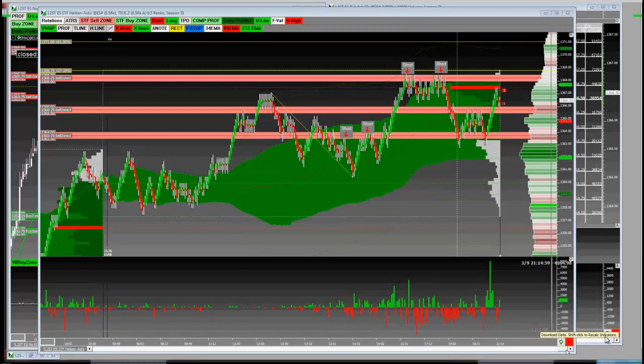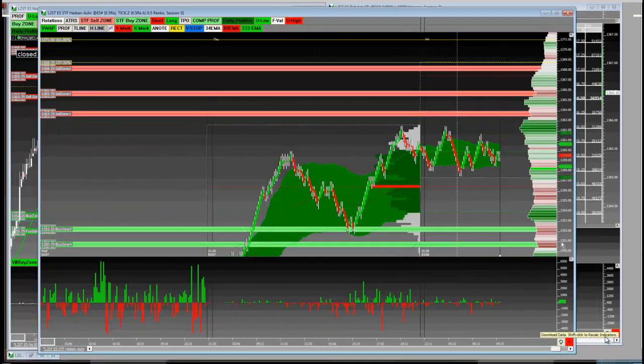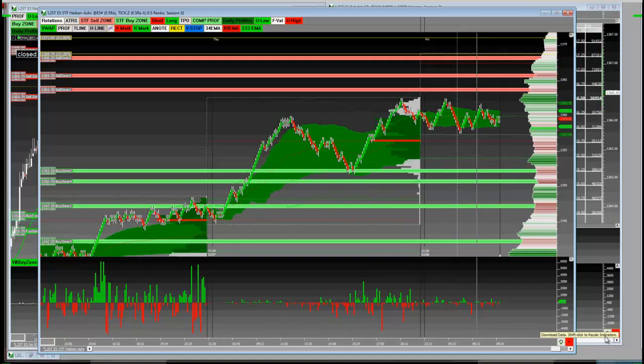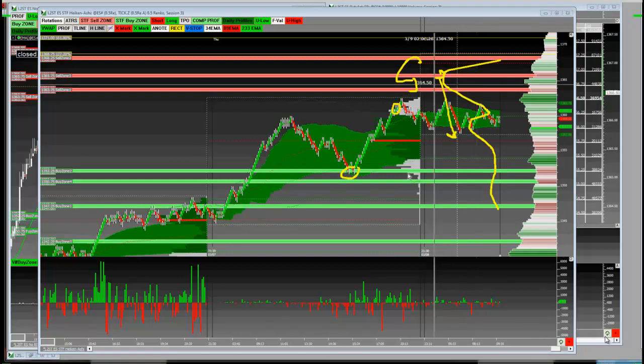Right, so we can go back. Here we have the VWAP first standard deviation low tested. Look to the right, low volume area.